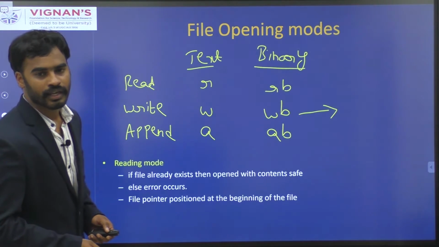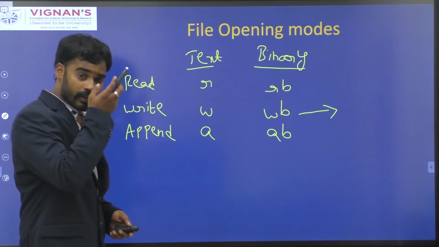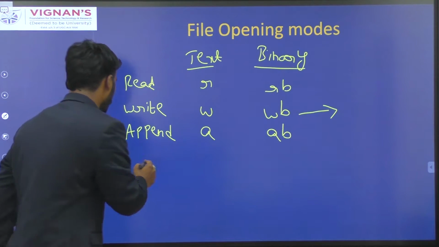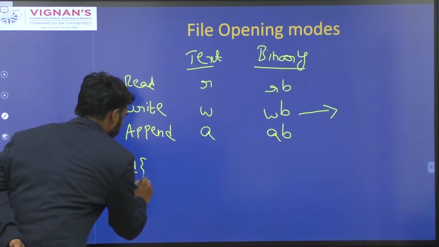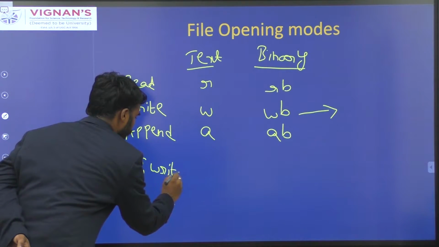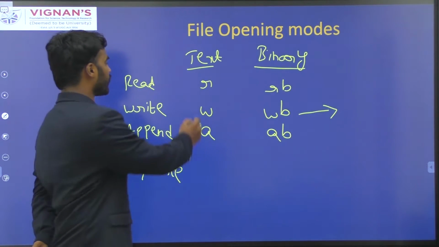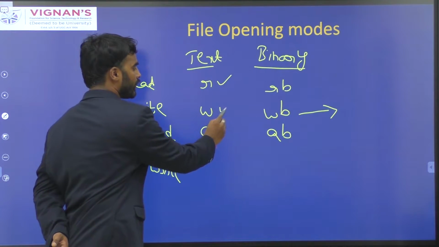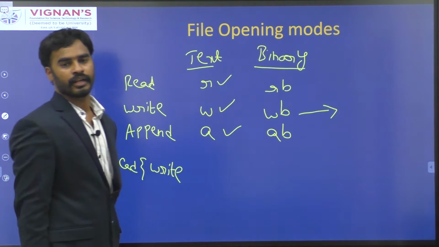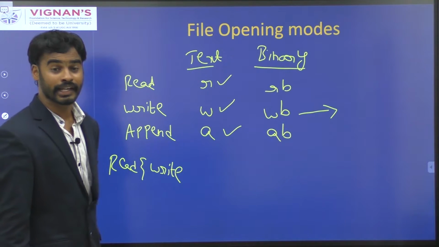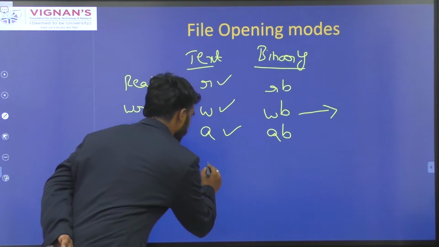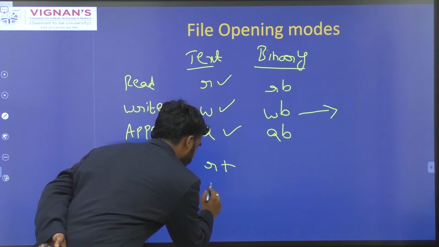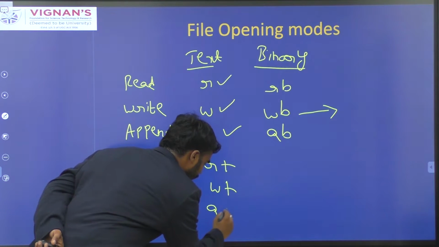Okay, next, if you want to open a file for both read and write purposes: this mode is only for reading, this is only for writing, this is only for append. If you want to open a file for both reading and writing, we have 3 different file modes: R plus, W plus and A plus.